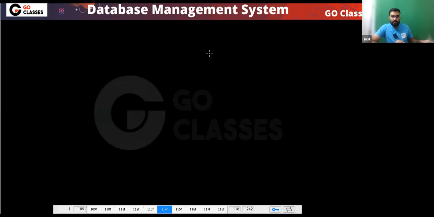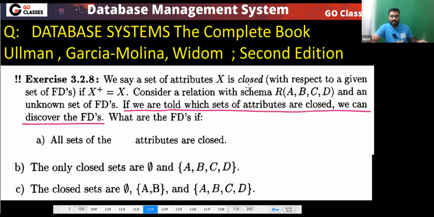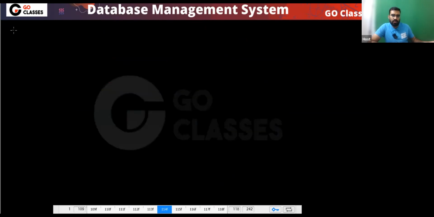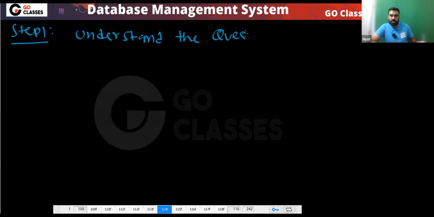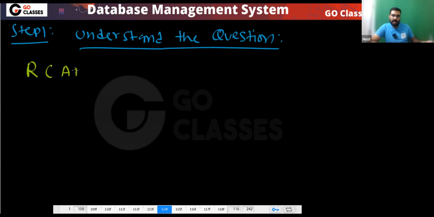First, let's understand this question. Step one is understanding the question. So I'm giving you one relation ABC, and the functional dependencies I'm giving you are that AB can determine C, and C can determine B.